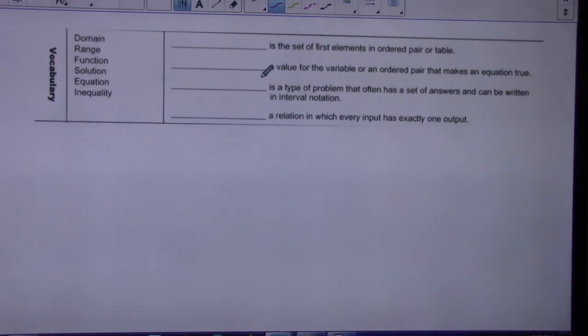The second one's function. You already know this. Okay, second one, a value, variable. What is the set of elements in an ordered pair or table? It's our domain. Okay, what is the value, variable, or ordered pair that makes an equation true? It's called a solution, right? What is the type of problem that often has a set of answers and can be written in interval notation? Inequality. Inequality, yes. A set of answers. We had an example of that, didn't we?